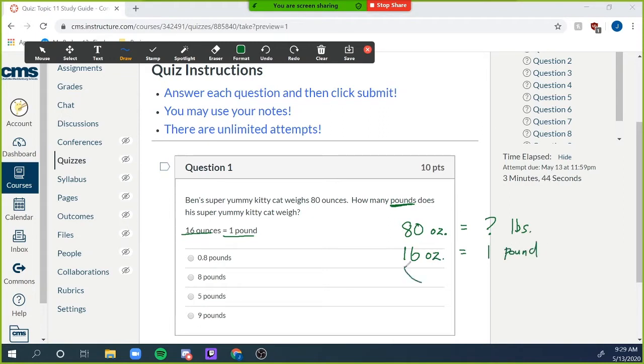We know to get from 16 to 1, this is going to be divided by 16 because you can see that it's going from a bigger number to a smaller number. So our ounce to pound relationship is divide by 16. So if we go from ounce to pound up here, we're going from 80 to some number. We are also going to divide by 16. And 80 divided by 16 is going to be 5 pounds. So Ben's super yummy kitty cat weighs 5 pounds.